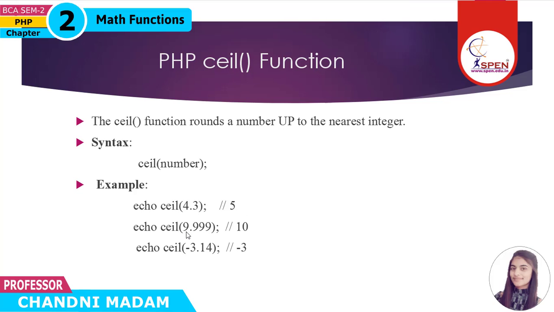Here we will pass 9.999, so it will give 10 as output. Here we will pass minus 3.14, so it will give the output minus 3.